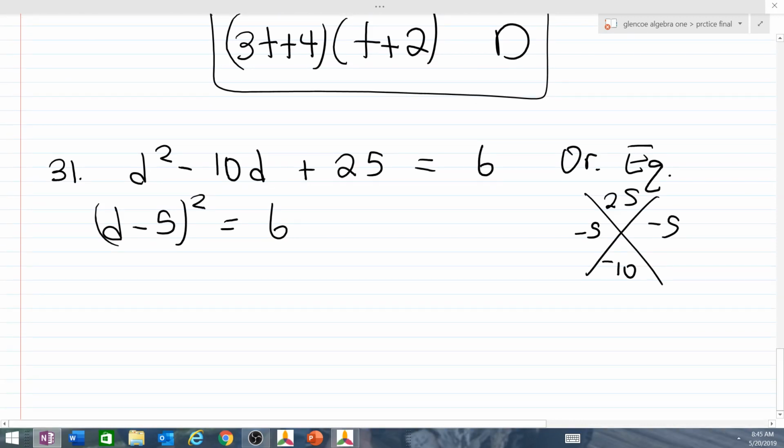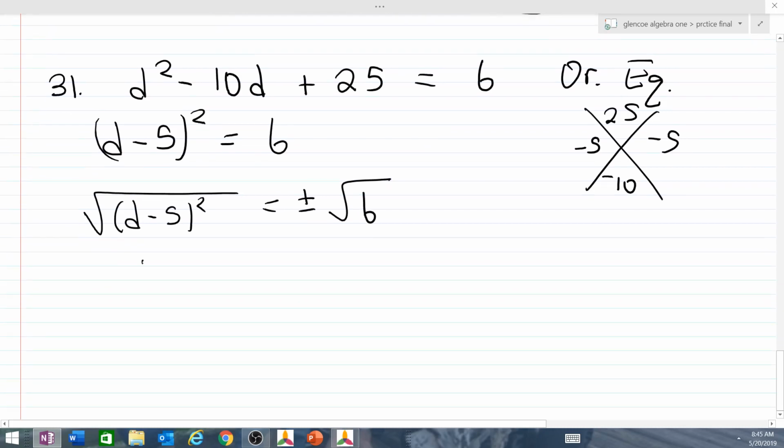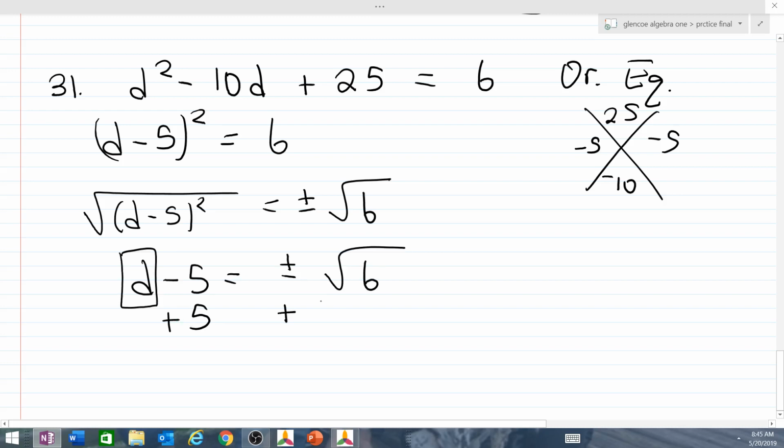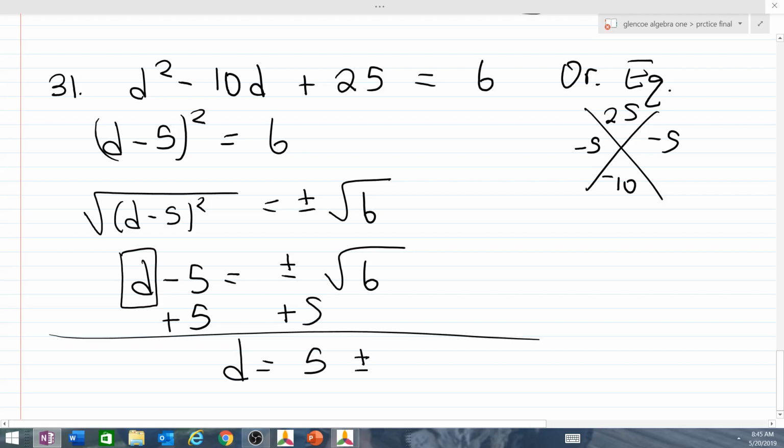So again, you have something that's squared. How do you undo something that's squared? You take the square root. Whatever you do to one side of an equation, you must do to the other side. And what you get here is d minus 5 equals plus and minus radical 6. You are solving for d, so you add 5 to each side, and your final answer is d equals 5 plus and minus radical 6. And that would be choice B.